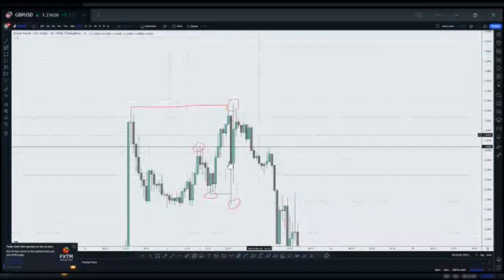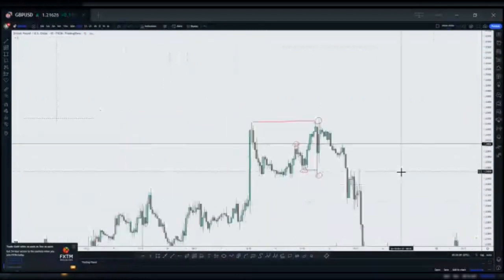liquidity. Okay, so it's important to go to the lower time frame to understand what this structure is doing entirely, and also what to look for on the 45 minutes, 30 minutes, 15 minutes, or 5 minute time frame.